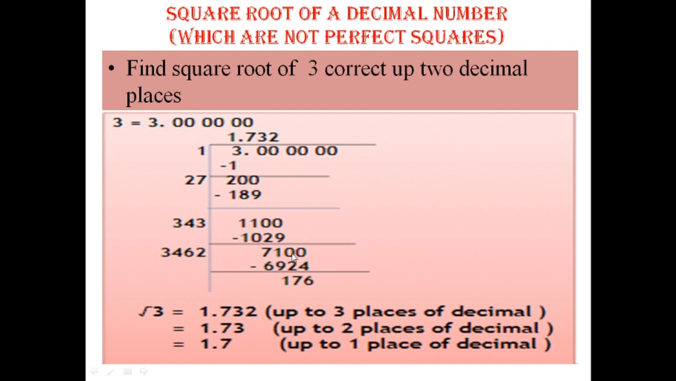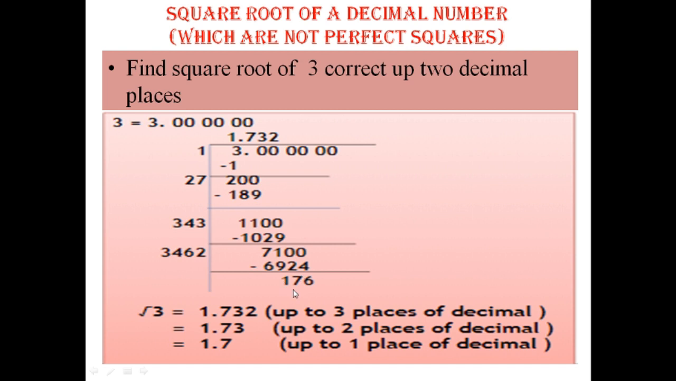Next pair of zeros with 71, it will become 7100. Double of 173. Double of this number will become 346. Then again choose the required number according to this number. We have chosen 2 here. When you multiply this number by 2, you will get 6924. Subtract it. It will be 176 here. Now stop solving the sum. We know that here is a remainder.